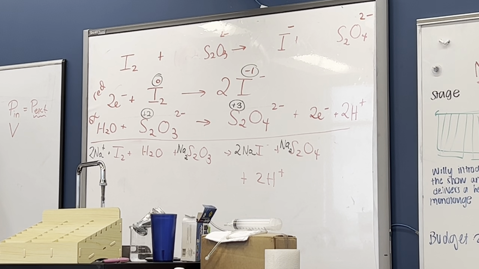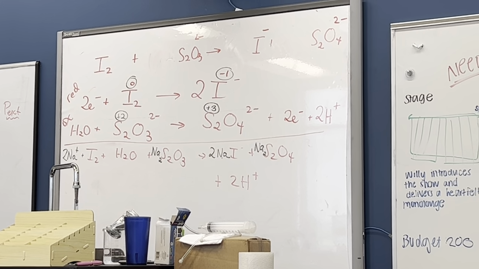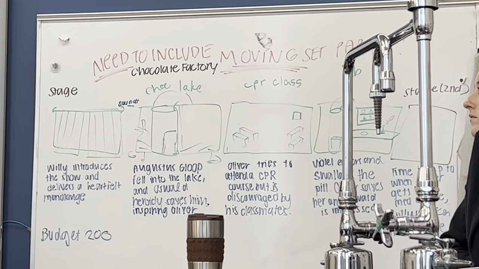Is the only time you need to multiply the top and bottom when the electrons are not equal? That's right, if the electrons are not equal, I need to find the lowest common multiple.